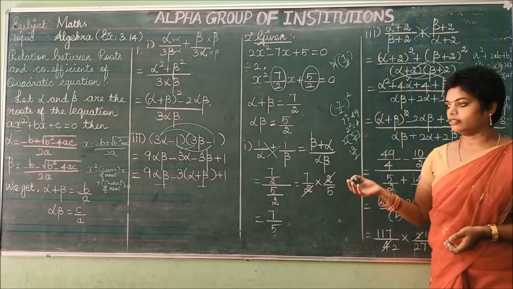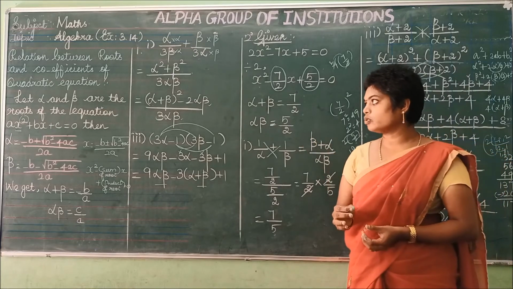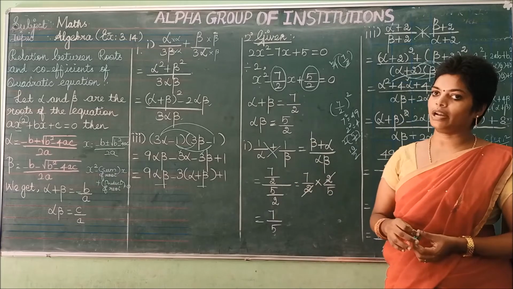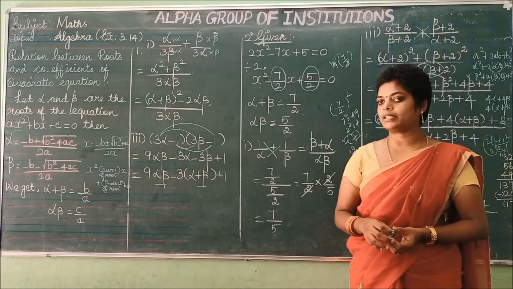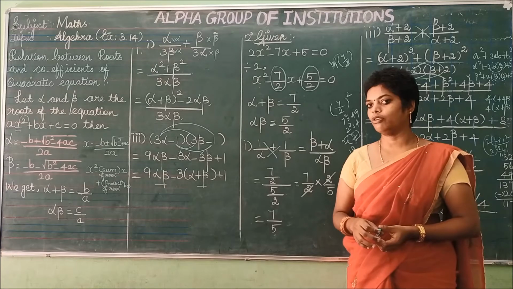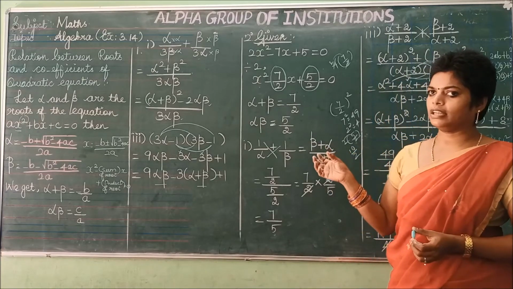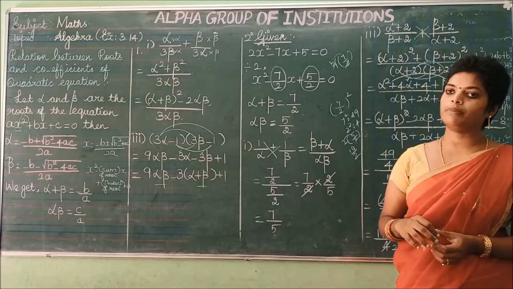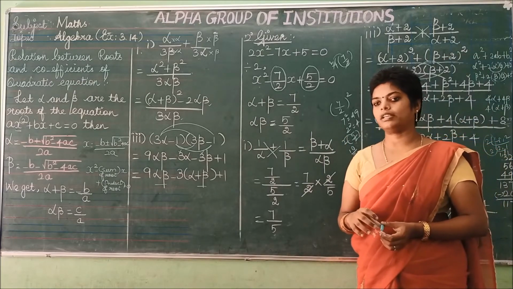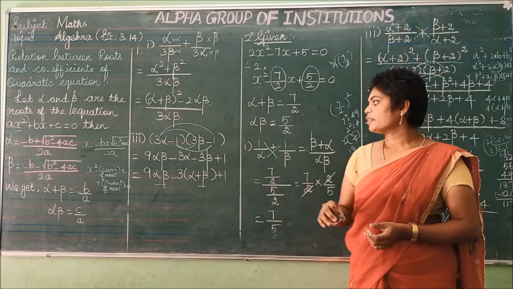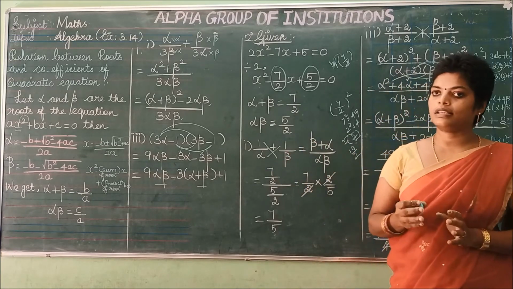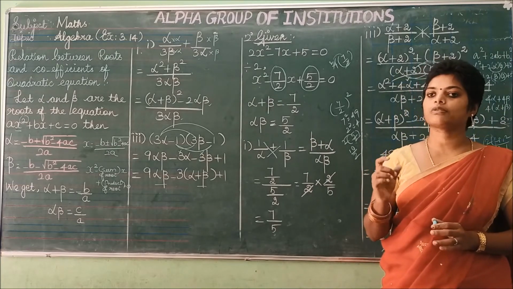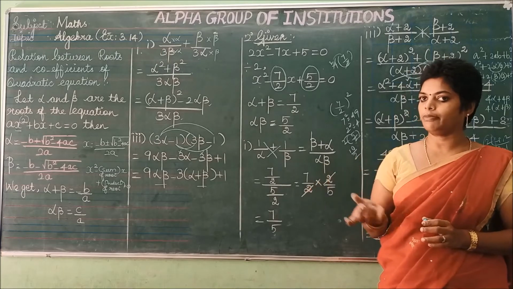So listen, what we have learned here is the relation between roots and coefficients of the quadratic equation. We know the general form of the quadratic equation is ax squared plus bx plus c, which is equal to 0. To find the roots of the equation, you get one formula: x is equal to minus b plus or minus square root of b square minus 4ac, divided by 2a. So alpha is the positive term, beta is the negative term. Alpha is equal to minus b plus square root of b square minus 4ac divided by 2a.